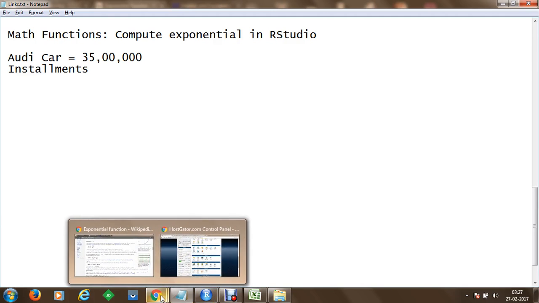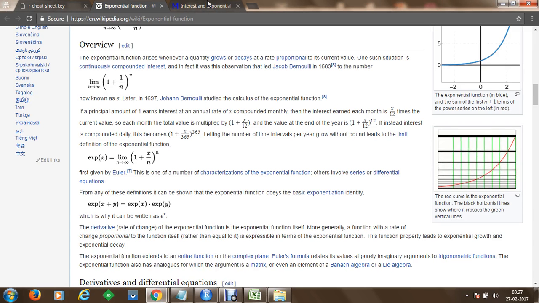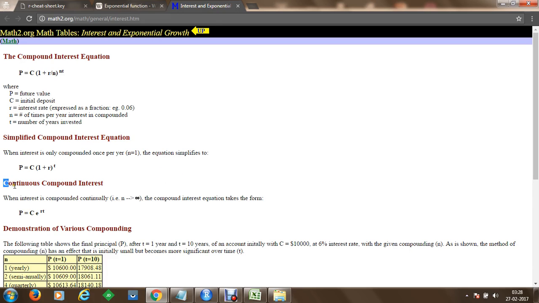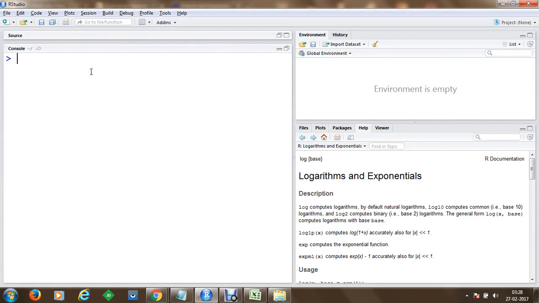Before proceeding to the program, I would like to make you understand the equation using which we can compute continuous compound interest. The equation states P is equal to C exponential of RT, where P is the future value which we have to pay, C is the initial loan amount which we are going to take, and in exponential of RT, R stands for interest rate and T stands for the number of years the amount is invested. Let's get started. Now let's say I have to take a loan amount of 35 lakhs from a bank.